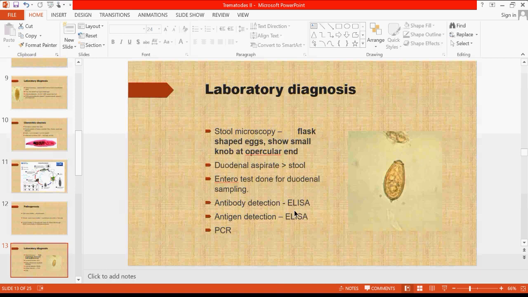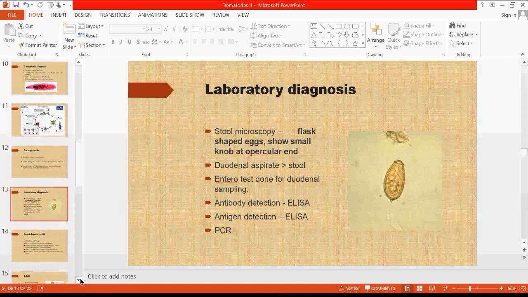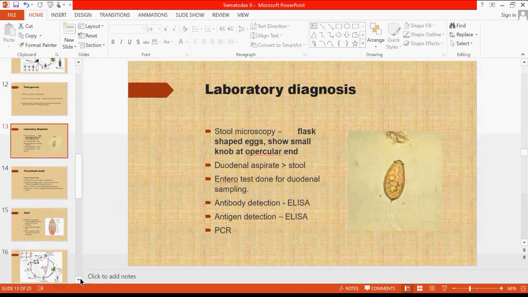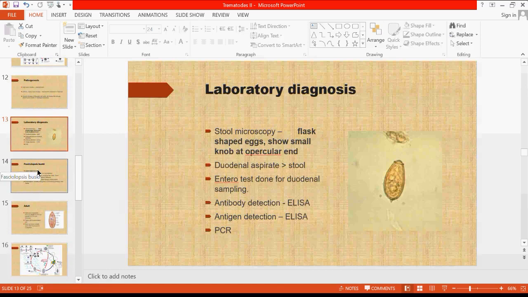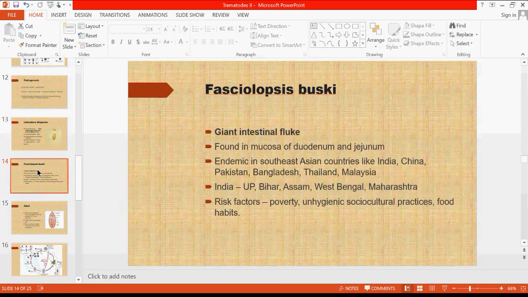Then antigen-antibody detection by ELISA and PCR methods are also now available for diagnosis from the stool or directly from the duodenal aspirate. Okay, so this is about Clonorchis sinensis. Now we are going to move on to the intestinal flukes.